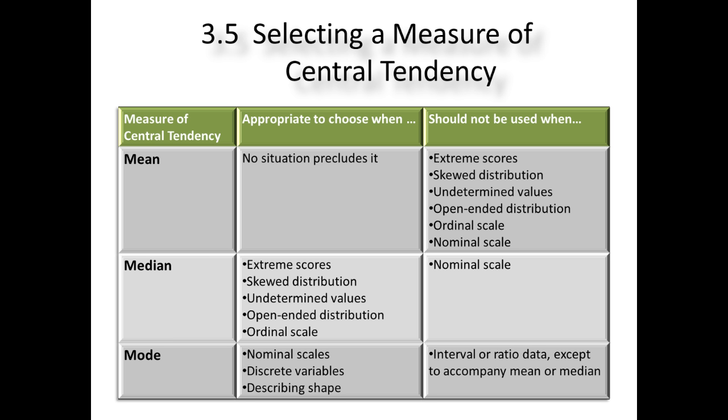Here's a quick chart describing when to use the mean, median, and mode. We use a mean typically by default, but we should not use it when we have extreme score skewed distributions. I'll show you an example of one in a moment. We also shouldn't use it when we're dealing with ordinal or nominal scales. Medians are very useful when we have extreme scores, skewed distributions, or ordinal scales.